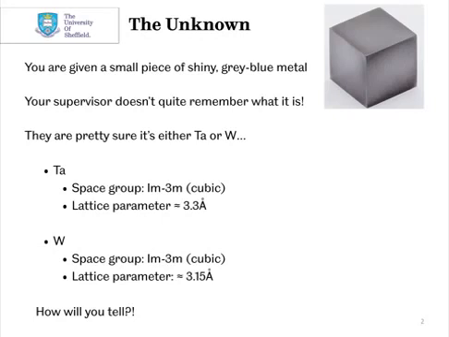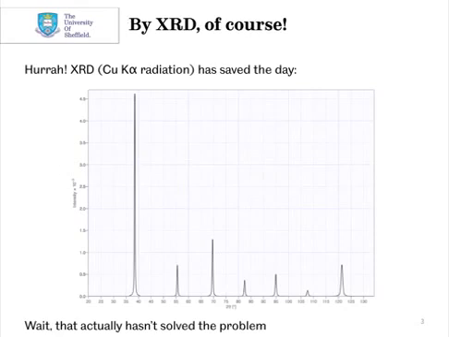Tantalum and tungsten both have the same space group, Im-3m, both body-centered cubic, and the lattice parameters are quite similar as well: 3.3 angstroms for tantalum and around 3.15 angstroms for tungsten. So how are you going to tell what this metal is? Well, the one thing you can do, obviously, is do some XRD on it.